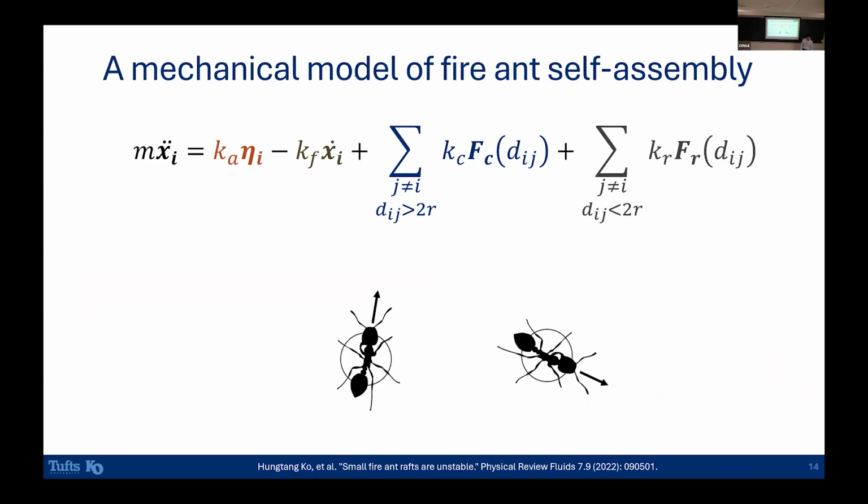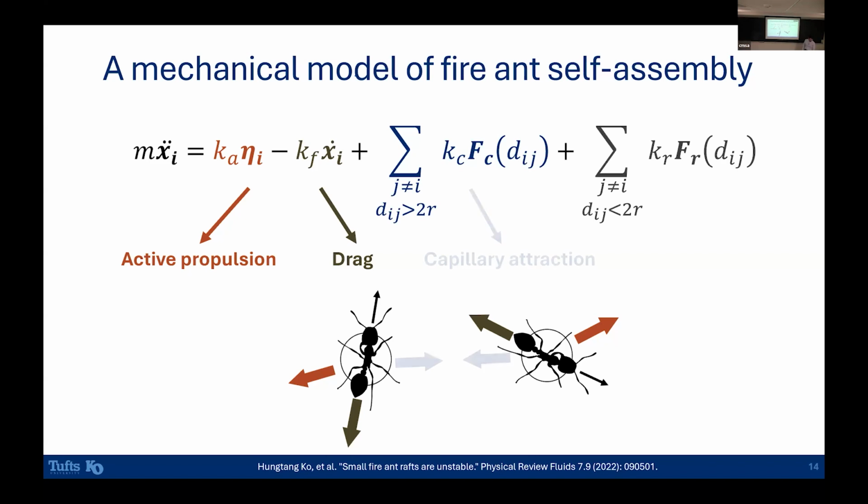fire ant raft self-assembly. This is kind of the Langevin model, where you have F equals ma, and all the things on the right-hand side are the active propulsion term, the noise term, the drag term, so a force that's proportional to the velocity, as well as the pairwise interaction term. This is just the capillary attraction, the Cheerios effect, between two individuals. And the last one is just the collision. When they're getting too close, you need that repulsion. 1D or 2D? 2D. So these are 2D disk circles.